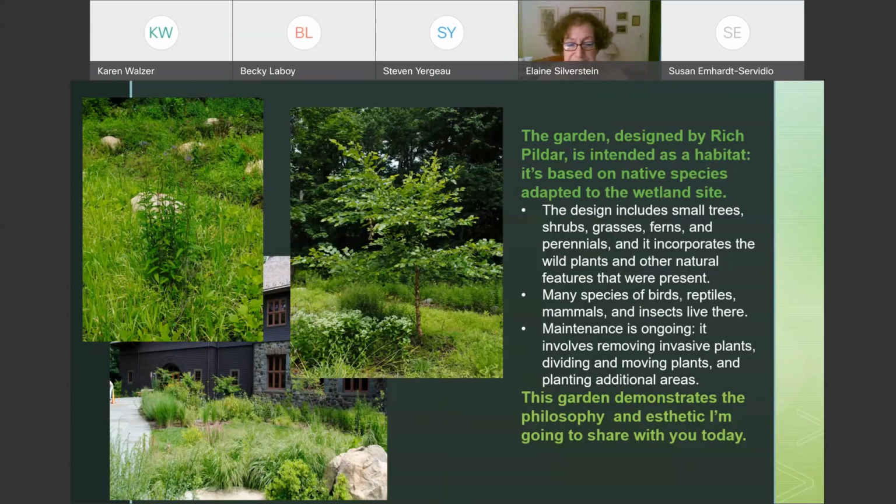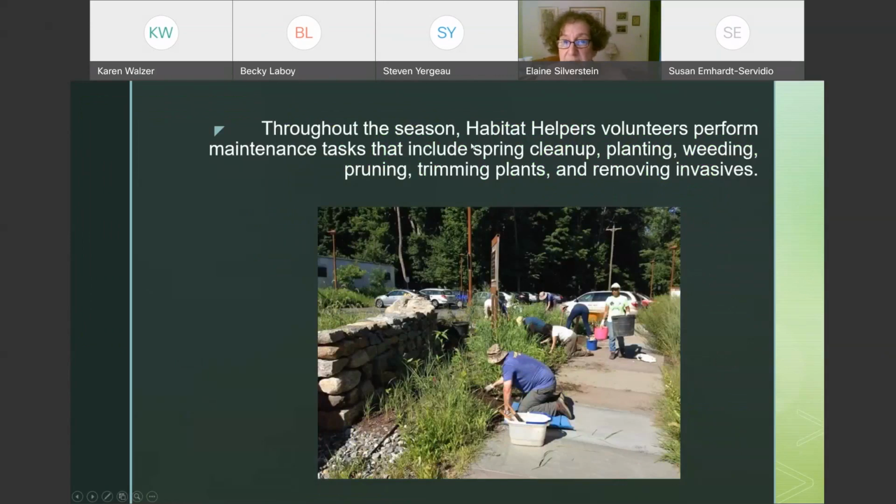So this garden demonstrates the philosophy and the aesthetic that I'm going to share with you today. It's a really good model of what I would like to encourage you to do. Throughout the season, there's a program through the Trail Conference called Habitat Helpers, and volunteers just do the normal work that has to be done: the spring cleanup, the planting, the weeding, the pruning, the trimming, and removing invasives, all that stuff that has to be done in any native plant garden.